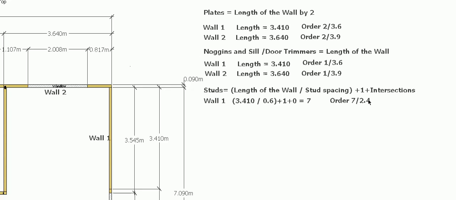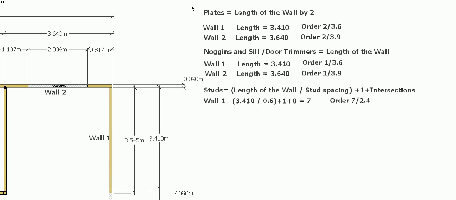All right, we've got a 2.4 meter wall height. Our studs will be slightly shorter than that. Okay, I've got another video on that, and I'll put a link in the description. But for an orderable length, you'd have to order 2.4s.